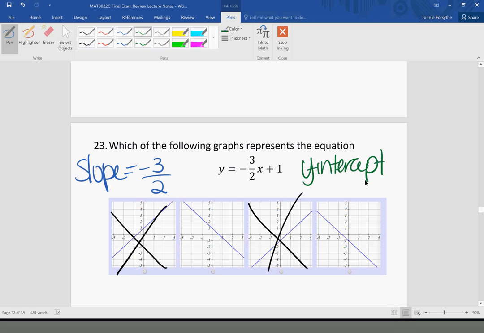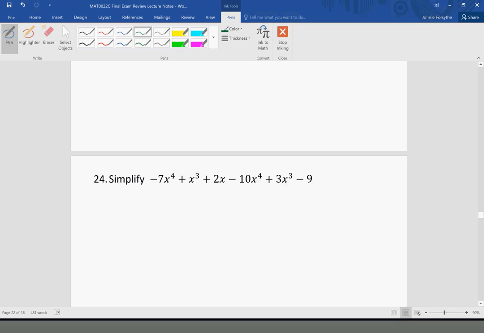y-intercept of +1. And the y-intercept is where the line crosses the y-axis. So this one is crossing the y-axis at -1, but this one's crossing at +1. So this is going to be your answer. So that's a way that you can answer that question, by just kind of eliminating things and then using that information that you know with slope-intercept form. Okay.